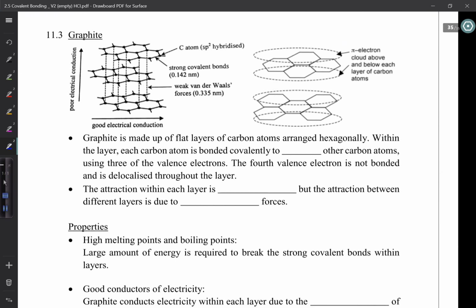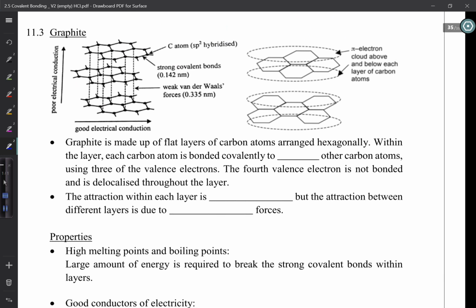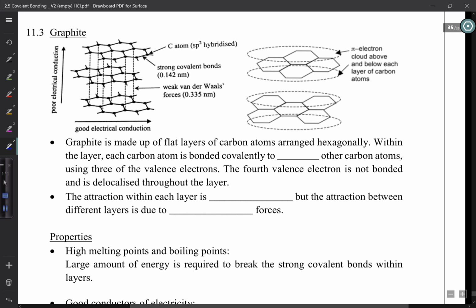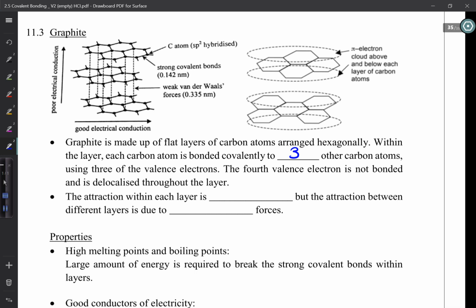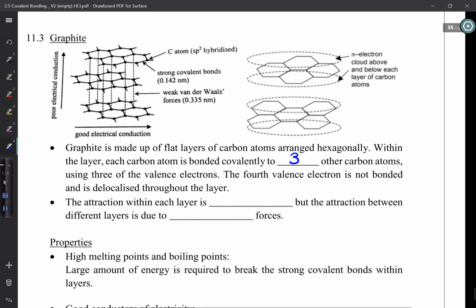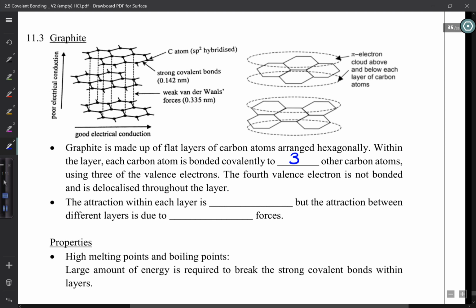So the next giant molecular structure that we are going to talk about is actually graphite, which is another allotrope of diamond. So graphite is made of flat layers of carbon atoms arranged hexagonally. Within the layer, each carbon atom is covalently bonded to 3 other carbon atoms using 3 of the valence electrons, and the 4th electron is not bonded and is delocalized throughout the layer. Alright, if you look at the structure on the left hand side, you can see that basically within the layer there exist strong covalent bonds, whereas between the layers there exist weak van der Waals forces.